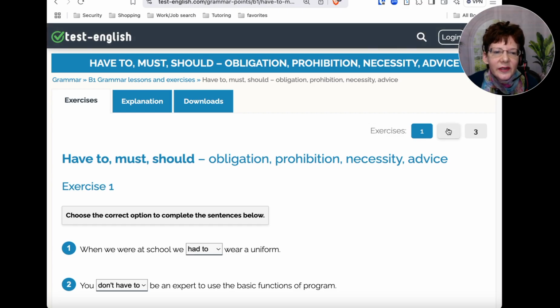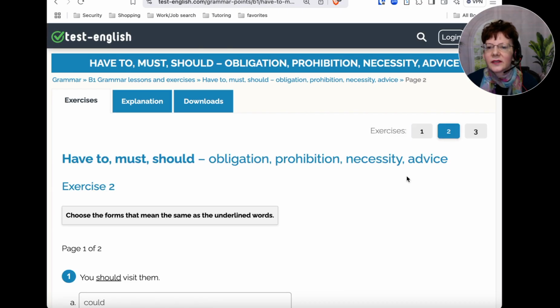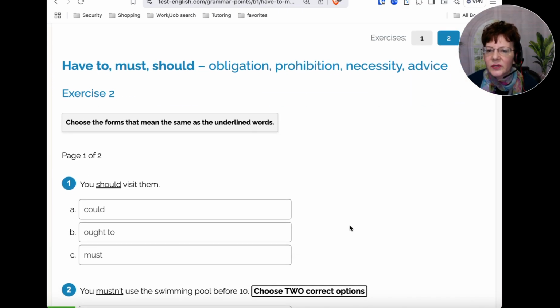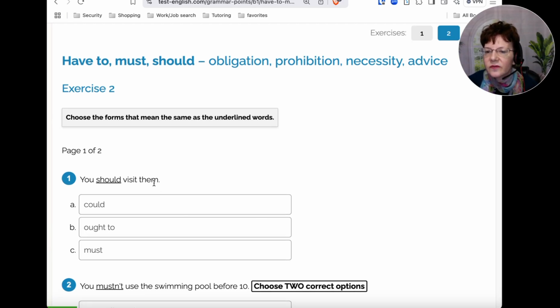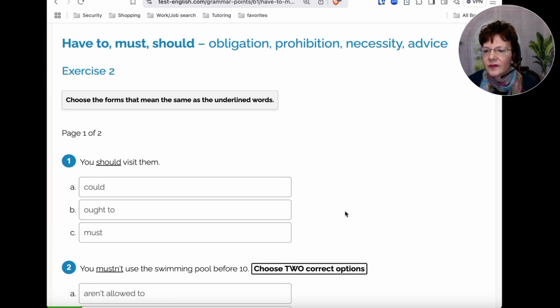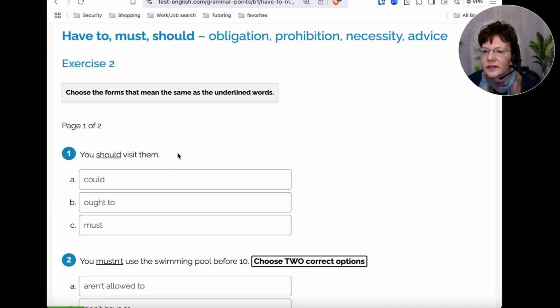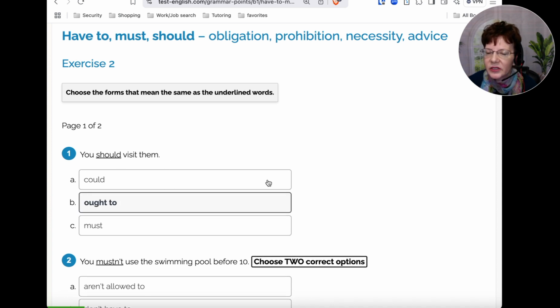All right, let's look at exercise 2. This is multiple choice, so we'll choose the forms that mean the same as the underlined words. We have: you should visit them. What means the same as should? If you chose option B, ought to, remember that means about the same as should.